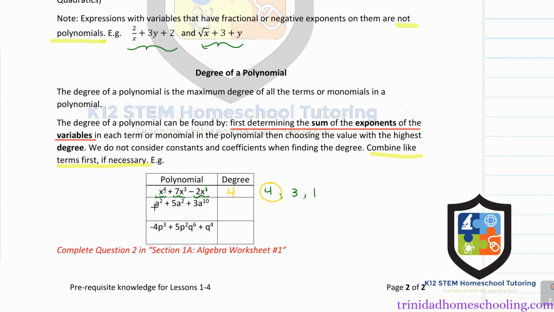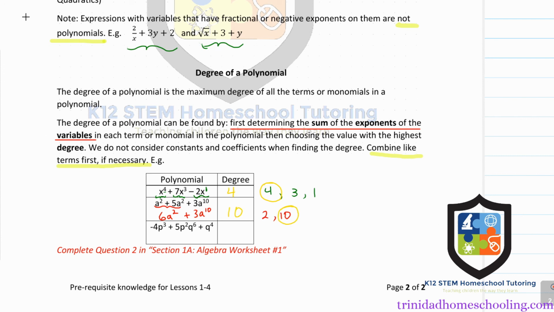Now let's take a look at the second question. We have a squared plus 5a squared plus 3a to the power of 10. Now here we can see we have like terms, right? We have an a squared here and an a squared there. So 1a squared plus 5a squared will give me 6a squared. And then we have our 3a to the power of 10. Now our exponent values here are 2 and 10. So the degree of this polynomial is the highest value, which is 10.